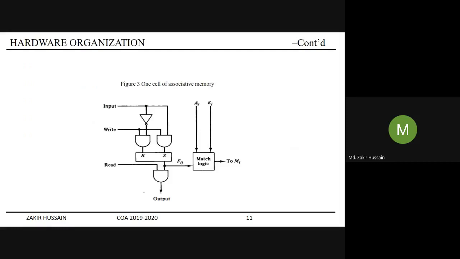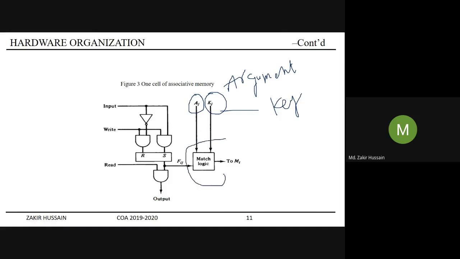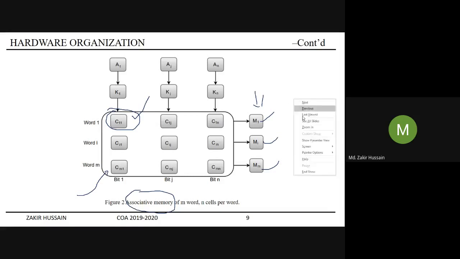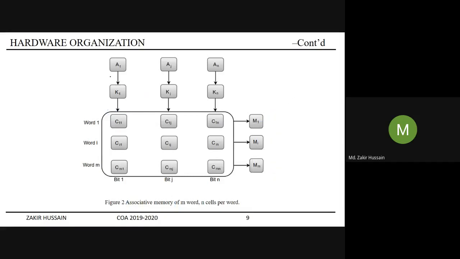So now this one is your argument register. This is your argument register bit. And this is your key. So what we have to understand from this one cell is, if you see the match logic here, what is coming to the match logic? Apart from the argument bits, apart from the key bits, there is also something else coming. You see the argument here? You see the key here?